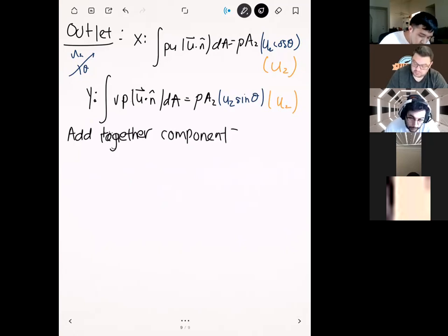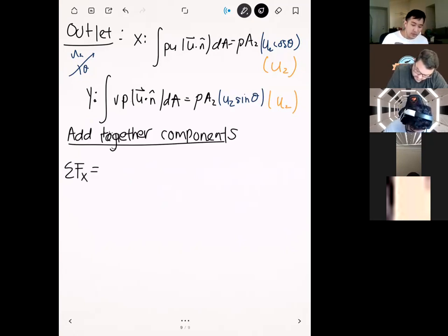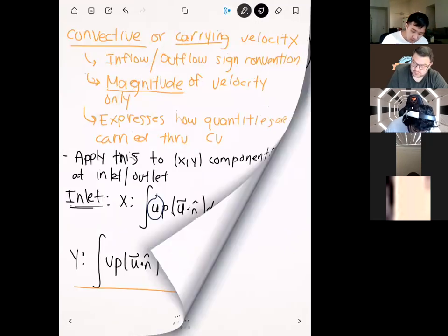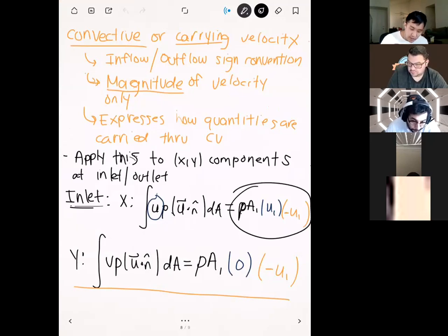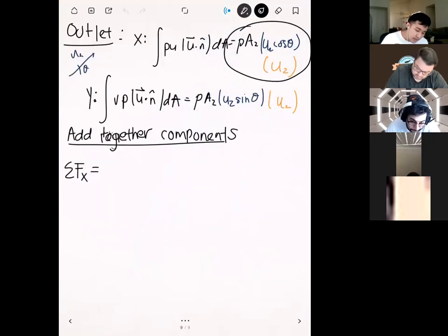Okay. And so now that we've solved for the x and y components in the x and the y direction at the inlets and the outlets, let's sum them up together. Okay. And so we can say that the sum of the forces in the x direction is going to be the sum of this and also from this. Okay. And so let's write the contribution from the inlet first.